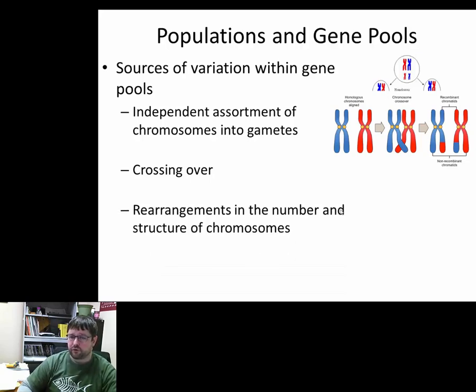Rearrangement of the number or structure of chromosomes. Now this one you may or may not have learned about in general biology, and that is when chromosomes become either stuck together or they rearrange themselves through mutations. So instead of switching material between 2 chromosomes, you're switching material within a chromosome. Like this side of the chromosome, the Q region could just flip over. So maybe it's Q2, Q3, and then it flips, and then it would read Q1, Q3, Q2.